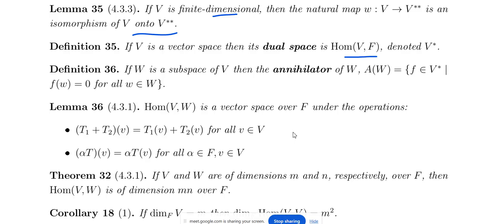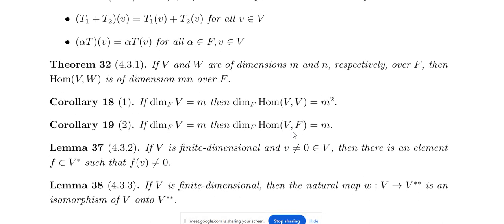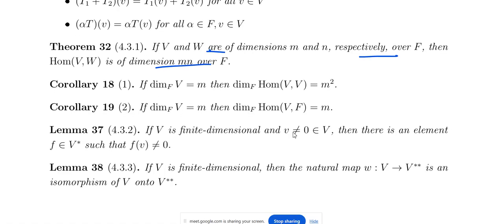If W is a subspace of V, then the annihilator of W is defined as the collection of elements f in Hom(V, F) such that f(w) equals 0 for every w belonging to W. Hom(V, W) is a vector space over F, with the operations already defined. If V and W have dimensions m and n respectively over the field F, then the dimension of Hom(V, W) is mn. We have already seen and discussed this; now it is repeated.